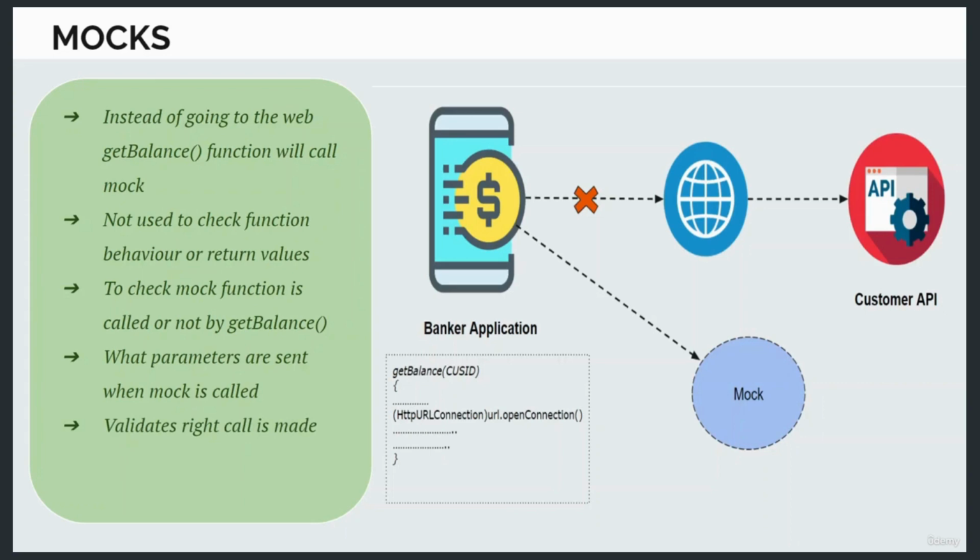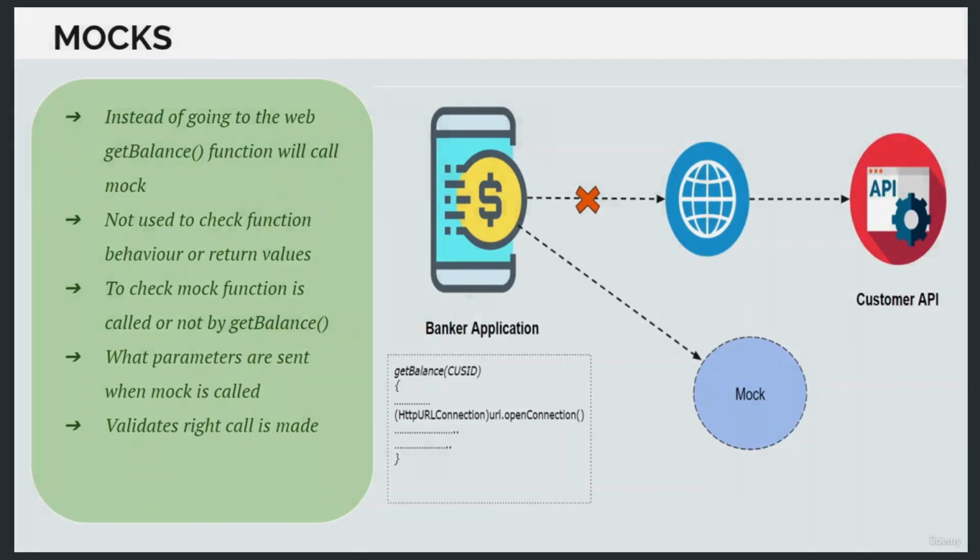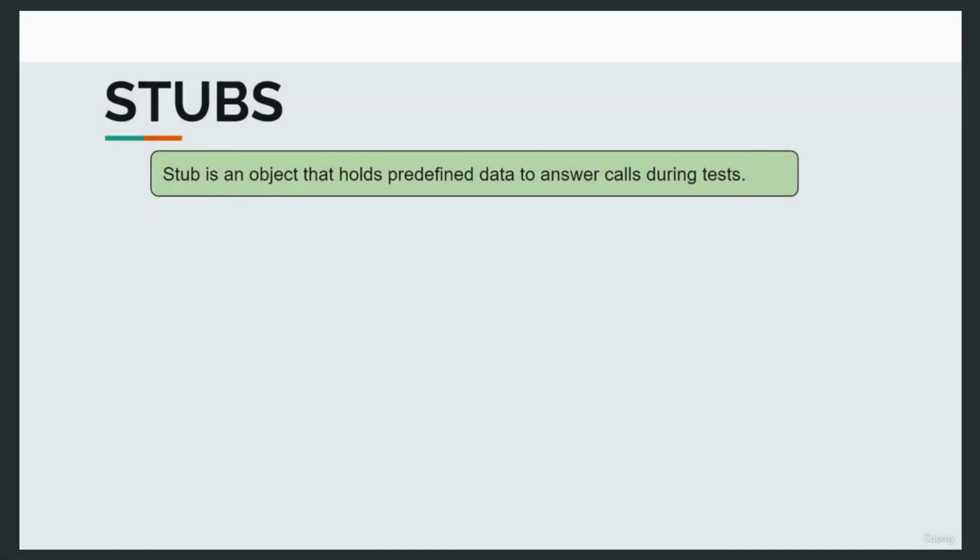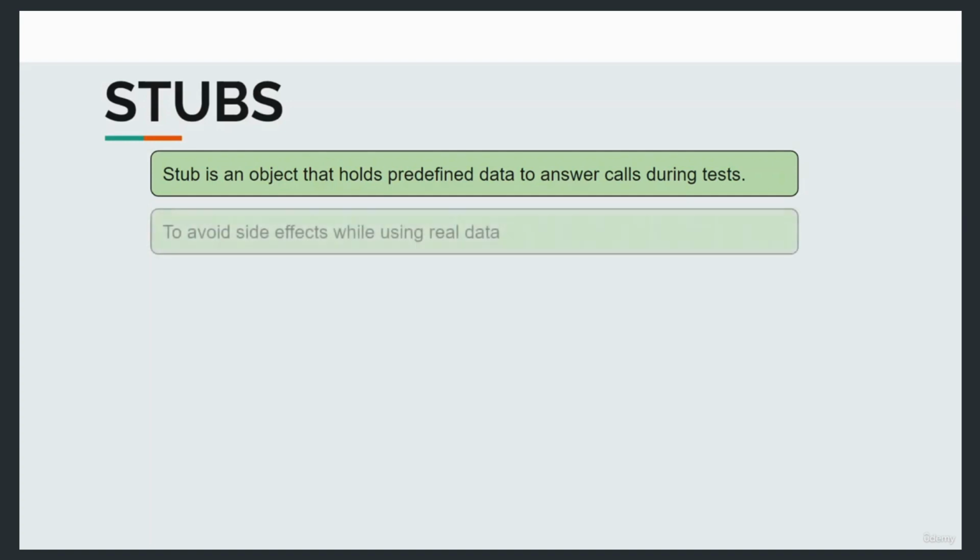So this marks the end of the mock session. Next we will be discussing the second type of test double, that is stubs. A stub is an object that holds predefined data to answer calls during the test. If you remember, in the case of mocks there is no such data within the mock. Those are just to check the state, like whether that particular mock is being called or not. And the next thing is that stubs are used to avoid the side effects of using real data.